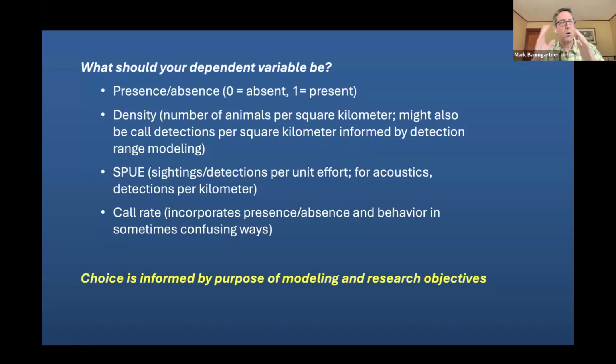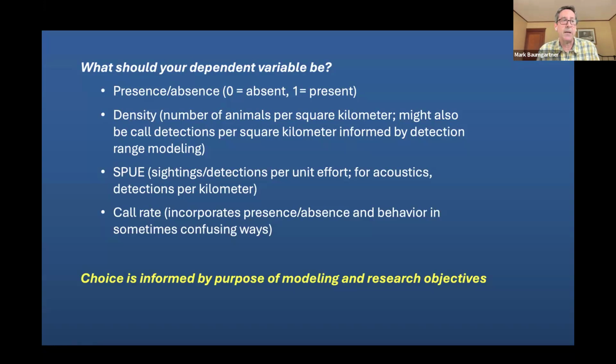Okay, so let's talk about what would go into your model. What could your dependent variable be? Dependent variable meaning, what is it that I want to model? What is it that I'm interested in? What is it that has variation in it that I'm interested in explaining? One could be just simple presence and absence, looking at the probability of occurrence, for instance.